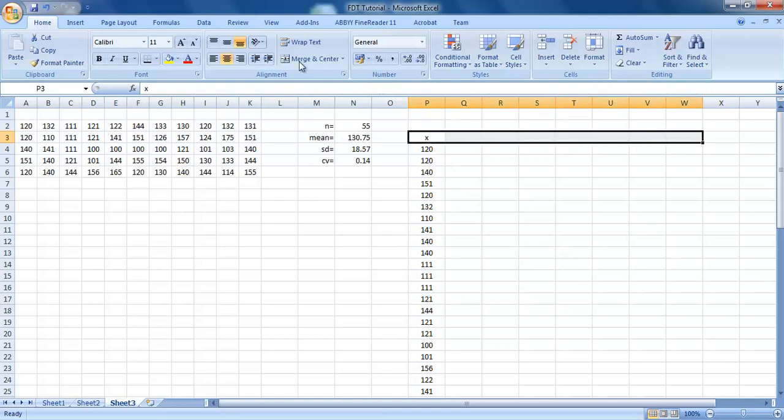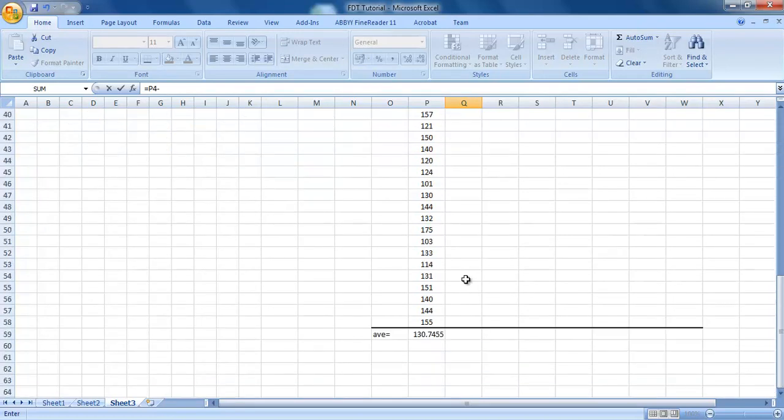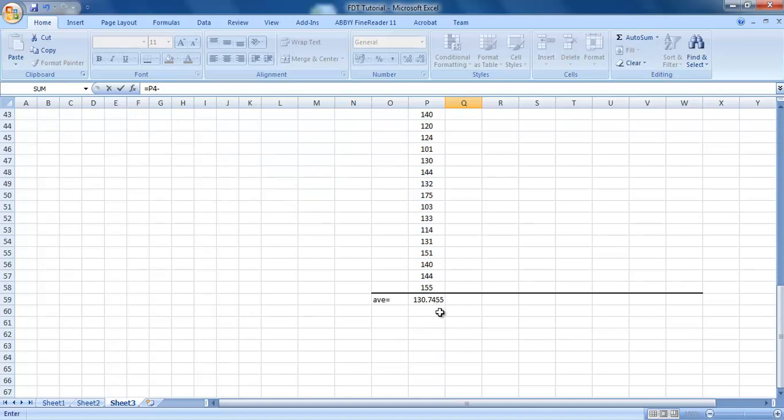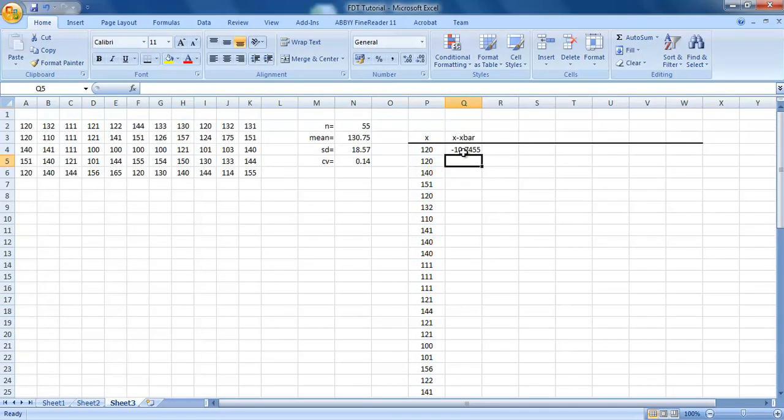Let us again put here a horizontal line. So X, we need the column X minus X bar. So this is equal to our X, 120 minus, where is our mean? At the bottom, 130.7455. It is located at cell P59. So press enter. So there you go, negative 10.7455.